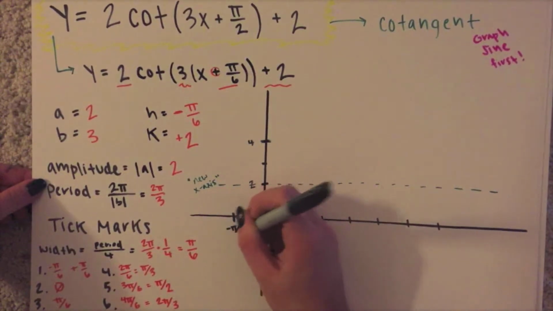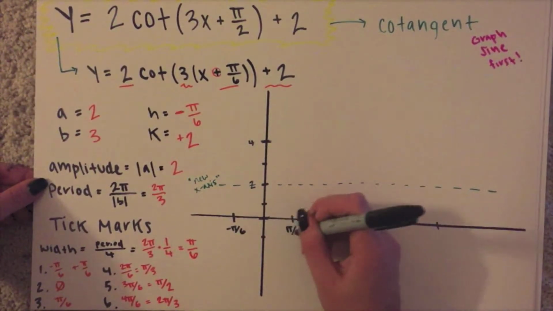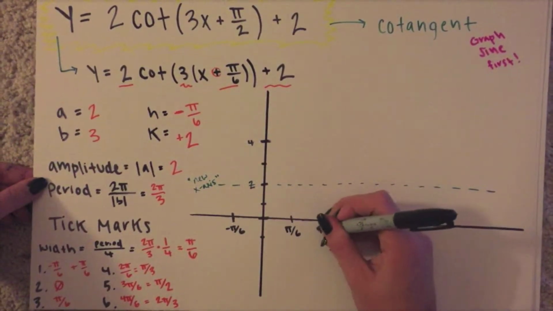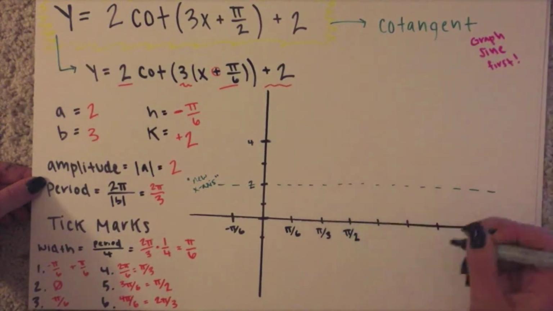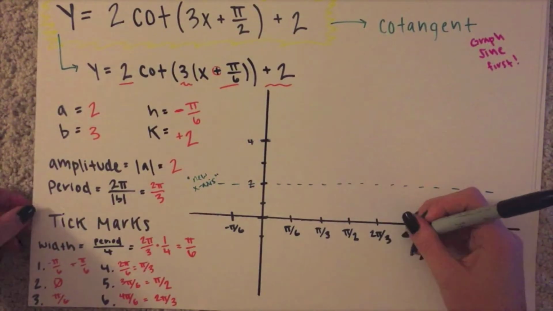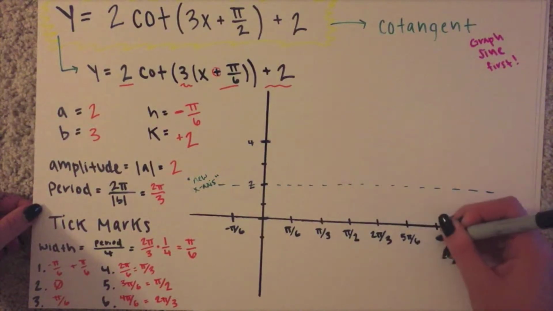Now we're going to label our tick marks, starting at our h value, which is negative pi over 6, and then just use all the tick marks that we found.